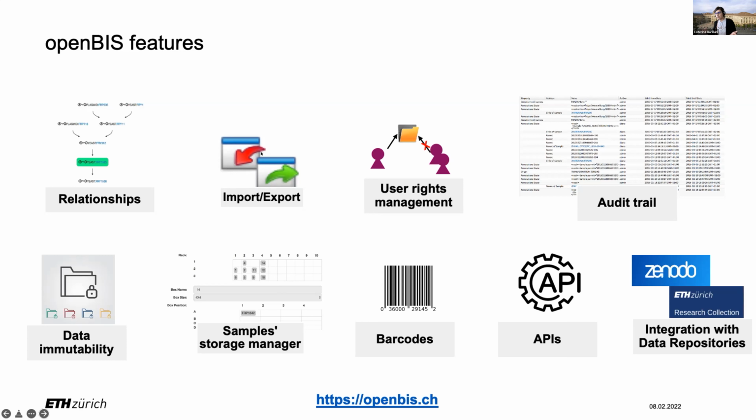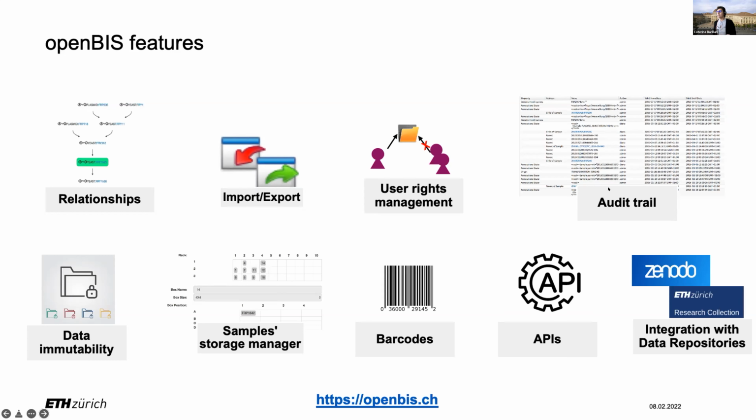You can import any kind of data in OpenBIS, and you can also export from OpenBIS in open formats. So you can export tables in tab-separated files, and you can export a complete notebook from OpenBIS with also all the data attached and the metadata will be exported in formats which are HTML, text file, and JSON file. Then we have user rights management, so it is possible to give different users different types of access to the system and access to different parts of the system, so you can control these. OpenBIS provides an audit trail.